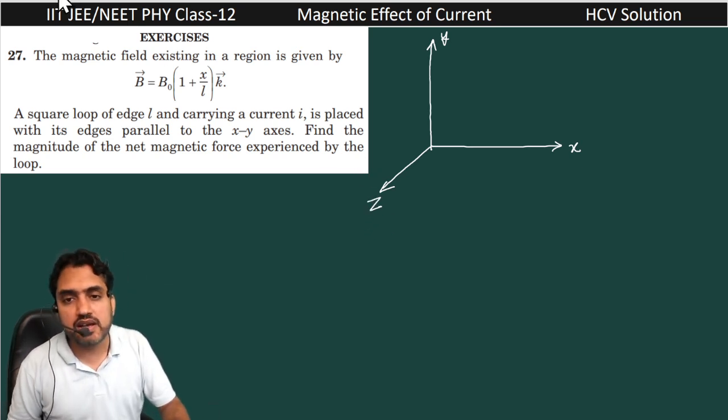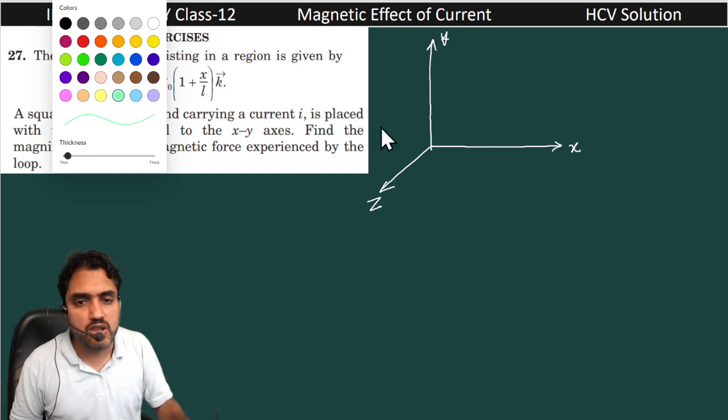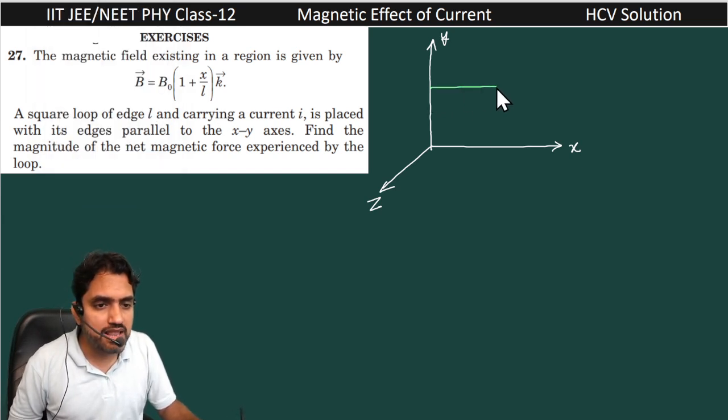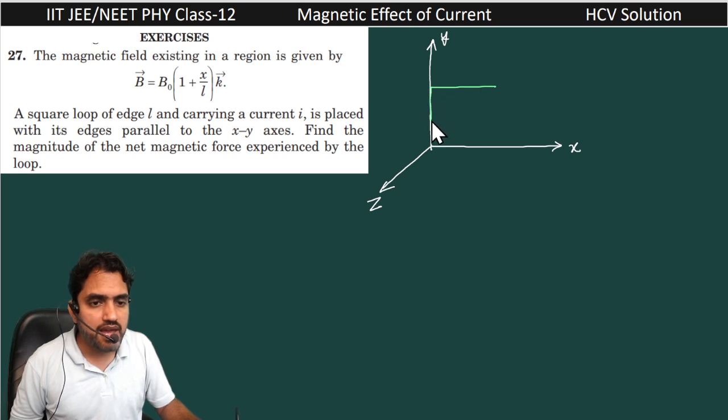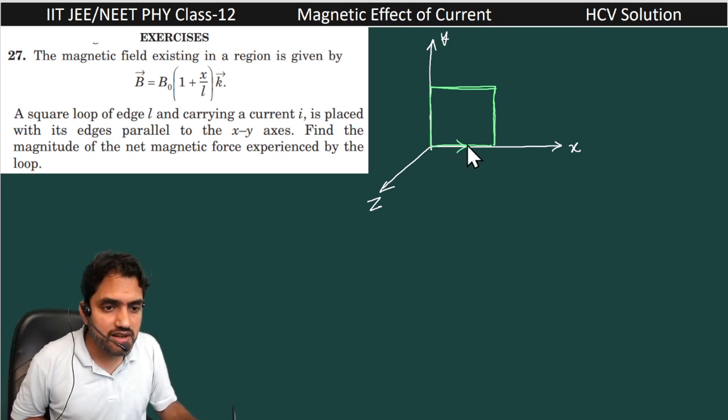Okay, and we are placing this loop parallel to the xy axis like that. Okay, these edges are parallel to the xy plane. Now considering this current I is flowing like that in anti-clockwise direction.